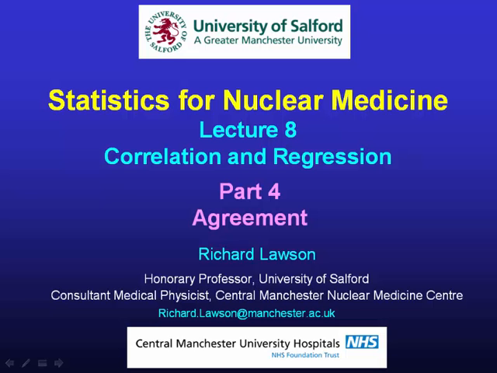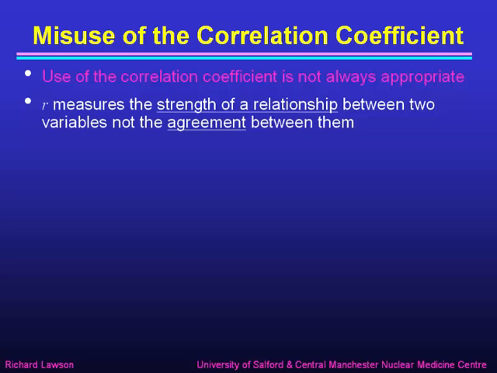In part 4 of my lecture on correlation and regression, I'm going to be looking at agreement. This comes under the heading of misuse of the correlation coefficient, when people tend to use it when they shouldn't. Because it's not always appropriate to use the correlation coefficient. The correlation coefficient R measures the strength of a relationship between two variables, but it doesn't say anything about the agreement between them.